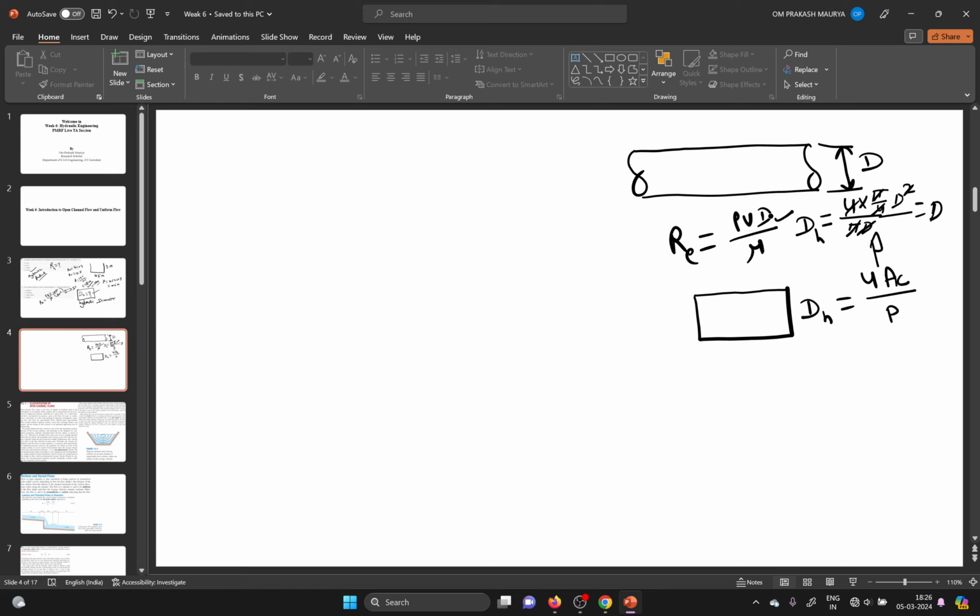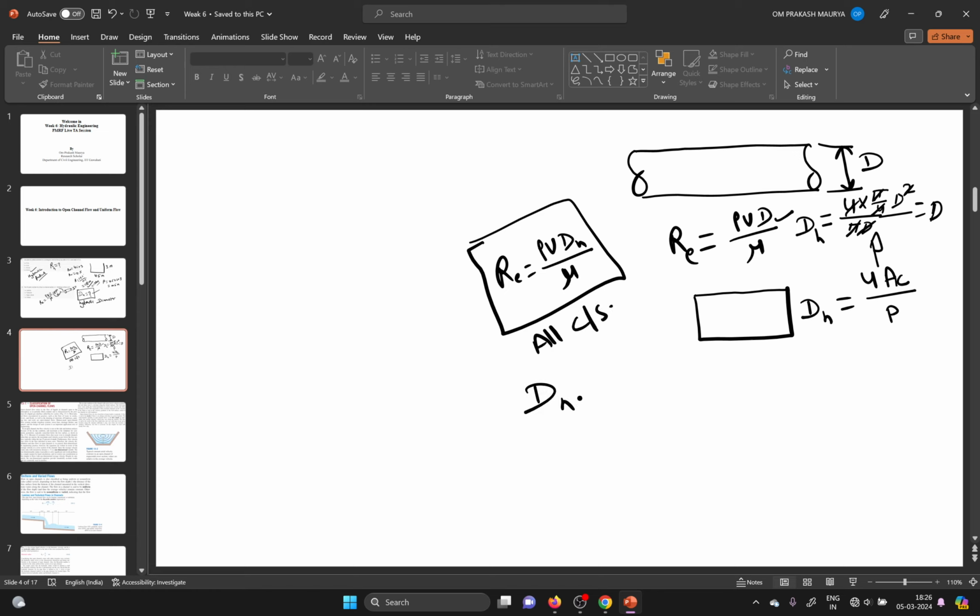So at that place we can replace it: Re is nothing but rho V DH divided by mu. So it is applicable for all cross sections. And what is DH? DH is nothing but 4 AC divided by P. Are you able to understand what I am telling? Yes. Okay, fine.